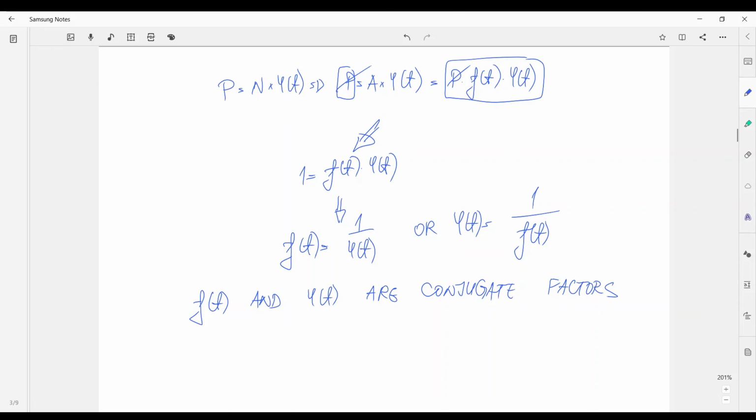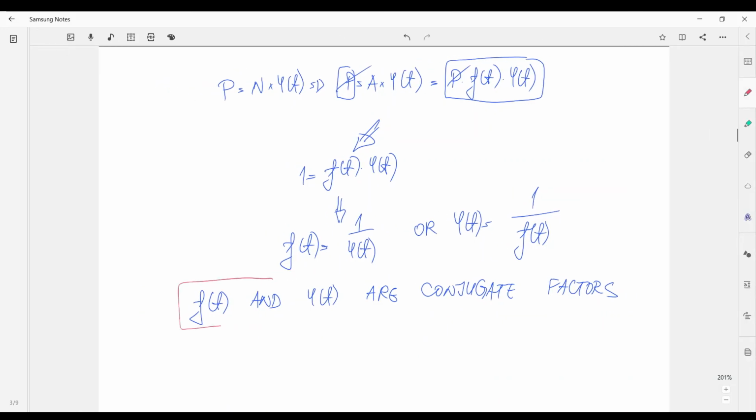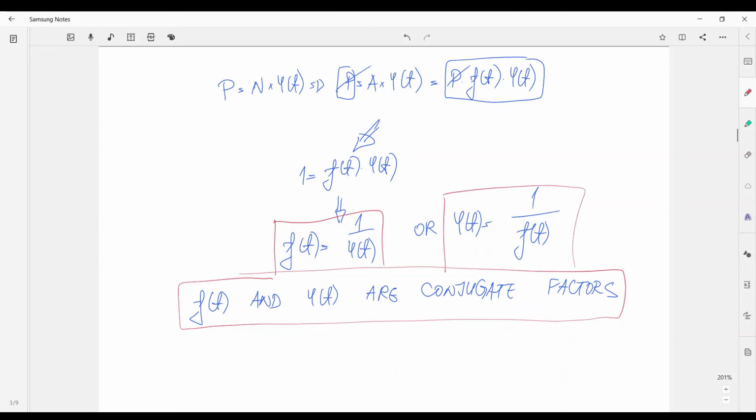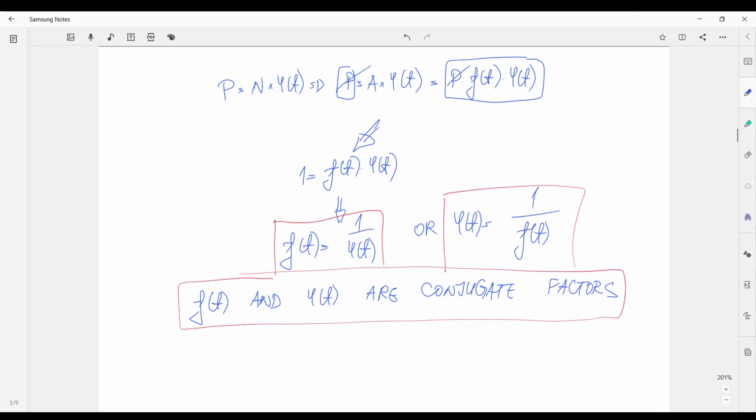And this is what the definition actually means. So this is the definition, and it just means that each one is the reciprocal value of the other. If you know one formula, then you obviously know the other also. So this would be the conclusion.